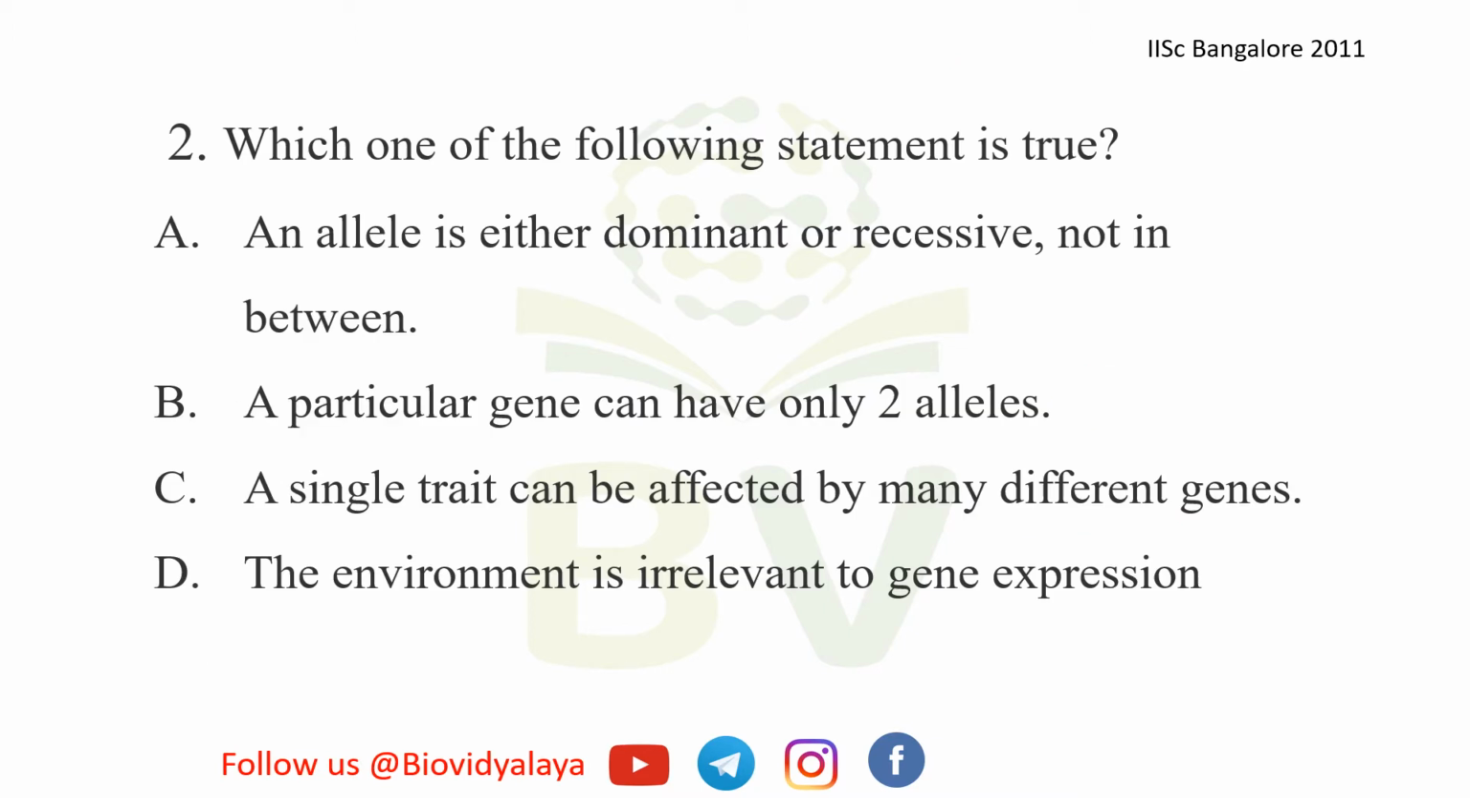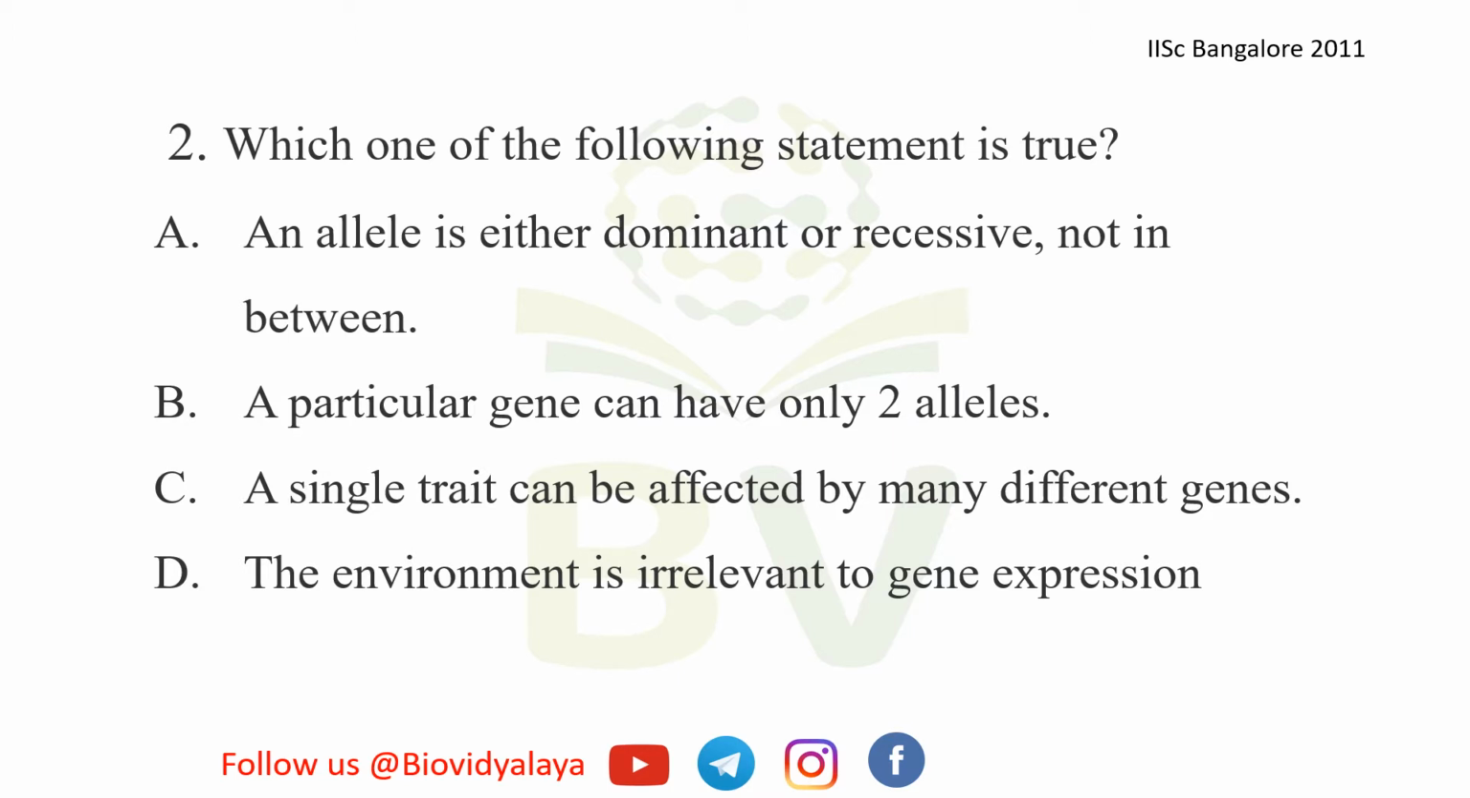Next question, which one of the following statements is true? Option A, an allele is either dominant or recessive, not in between. Option B, a particular gene can have only two alleles. Option C, a single trait can be affected by many different genes. Option D, the environment is irrelevant to gene expression. From these statements, you have to select the true or correct statement.